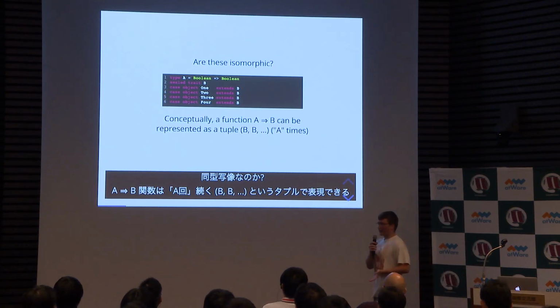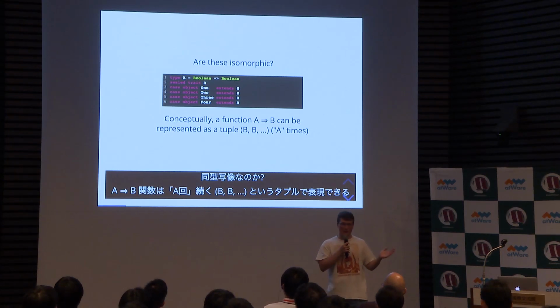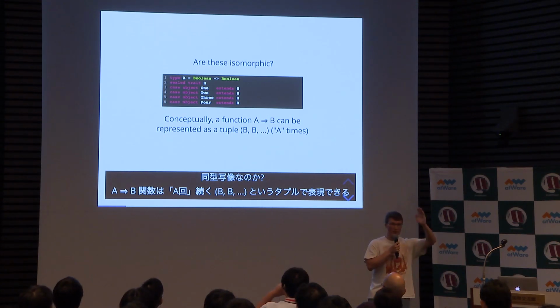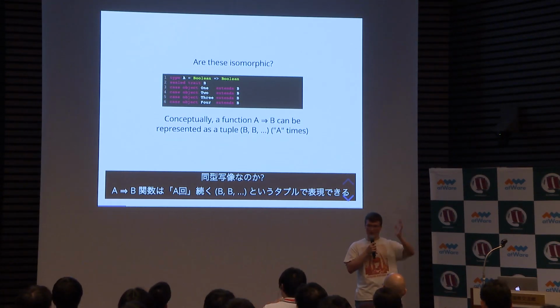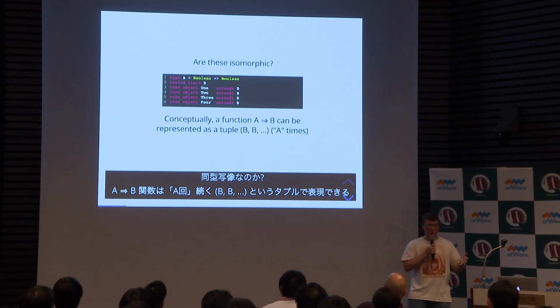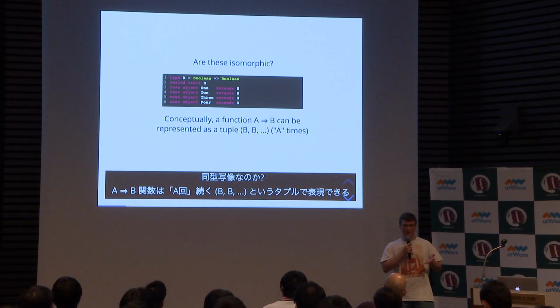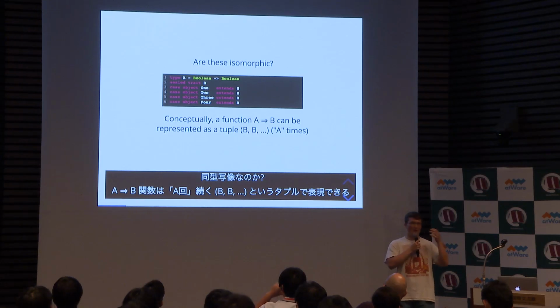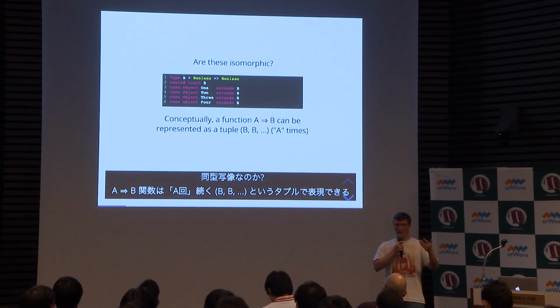Well, one way to do that is to think of functions as tables of values. For every single input, we have one output. And if we just enumerate all possible inputs, we're going to get a large table of output values. So a function can be represented as a tuple, where every single element has type B, and there are A total inputs. So in this particular case, it's a Boolean. So there are two possible inputs, and there are two possible outputs. So we're going to have a tuple of Boolean and Boolean, which has 4 possible values, right?